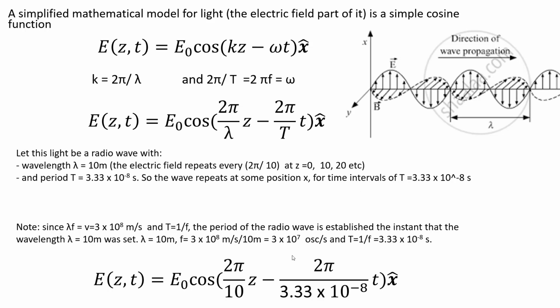So the period is the inverse of the frequency. That means the wave repeats itself every 3.33 times 10 to the minus 8 seconds. All right, so what I've done here is I've put the numbers that I made up for this radio wave, a 10-meter wavelength and a period of 3.33 times 10 to the minus 8 seconds, into this equation. So this equation becomes this equation.